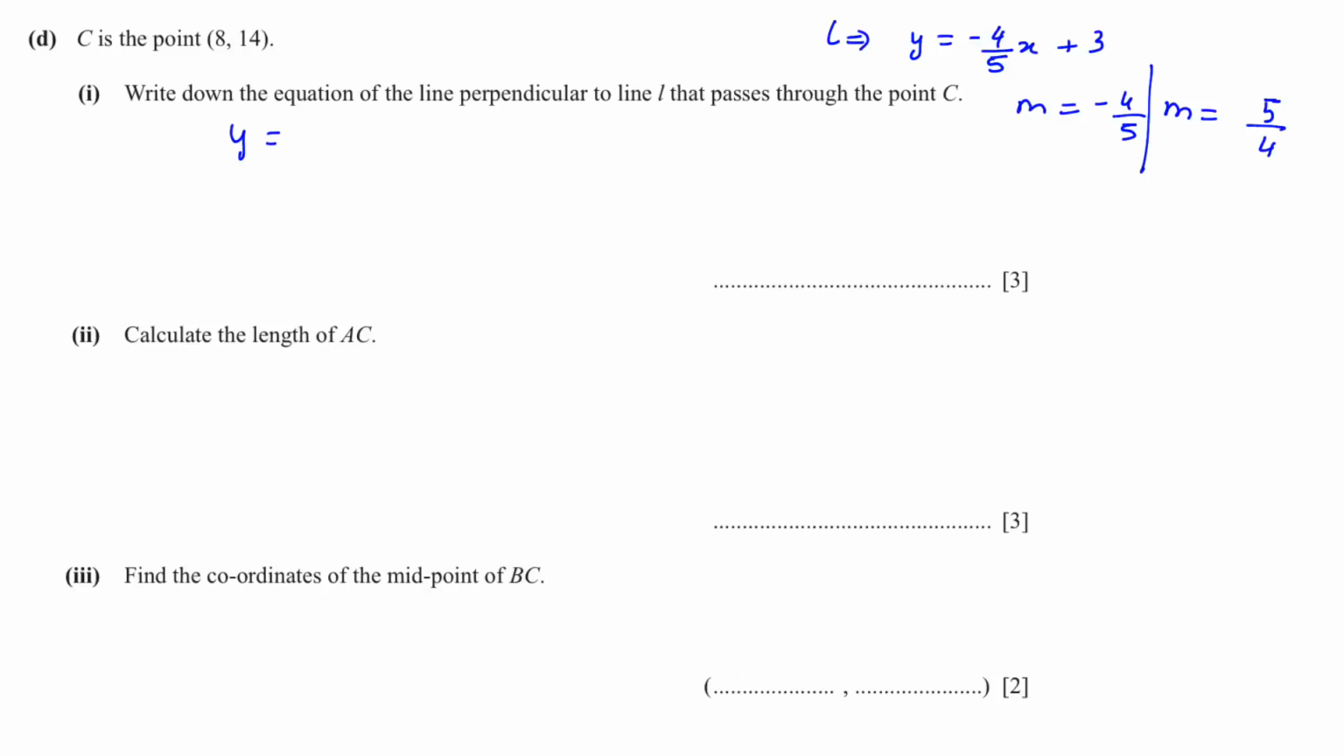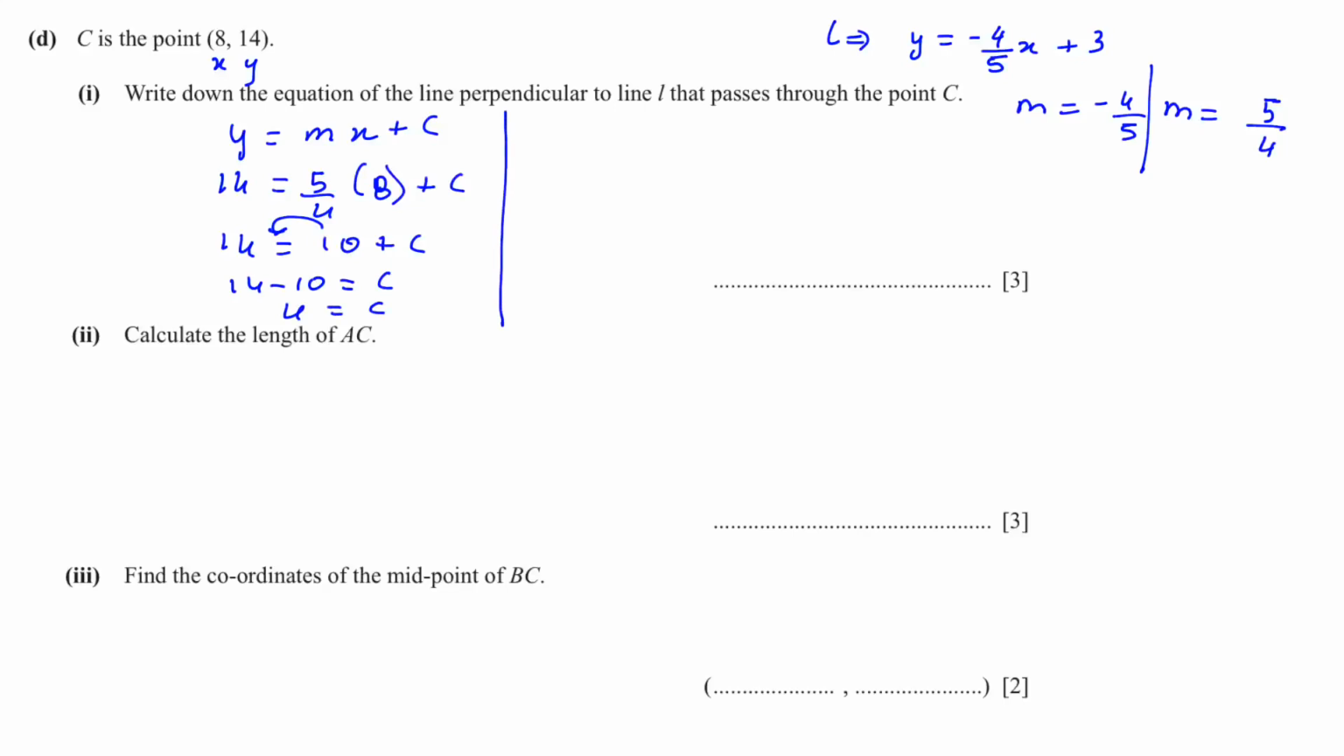And now we are going to use y is equal to mx plus c and substitute the x and the y and the gradient that we have found. So 14 is equal to 5 over 4 times 8 plus c. 14 is equal to 10 plus c. This 10, when we bring it here, it will be negative. 14 minus 10 is equal to c. Therefore, 4 is equal to c. m is 5 over 4 x and our c is 4. So that is the equation of the perpendicular line to the line L.